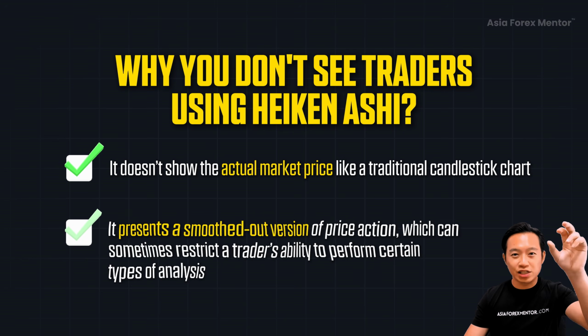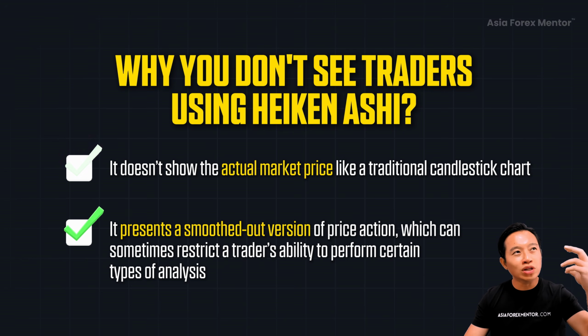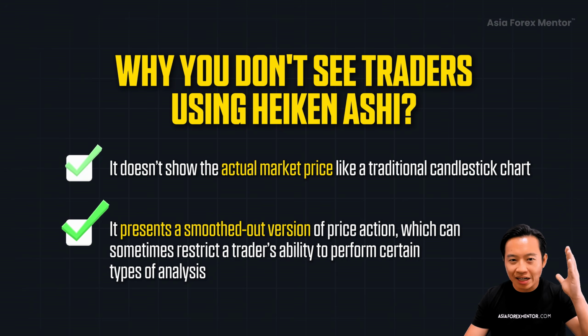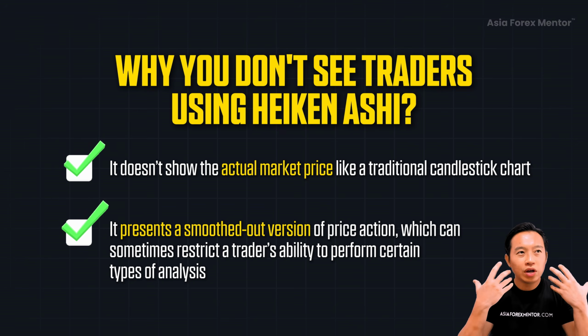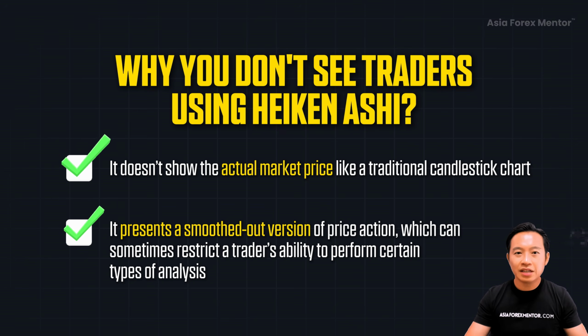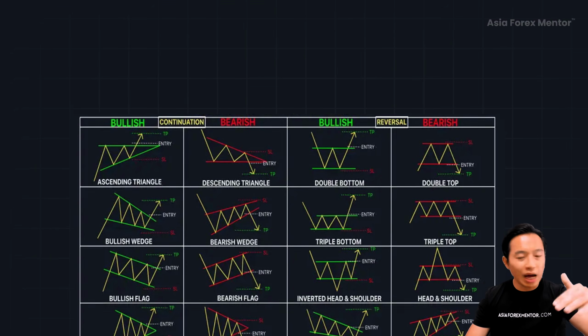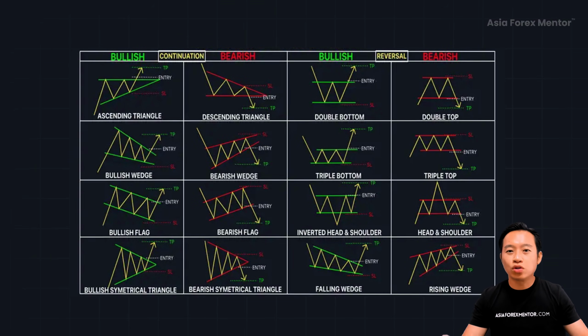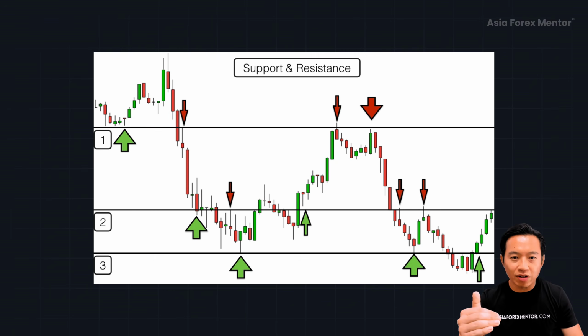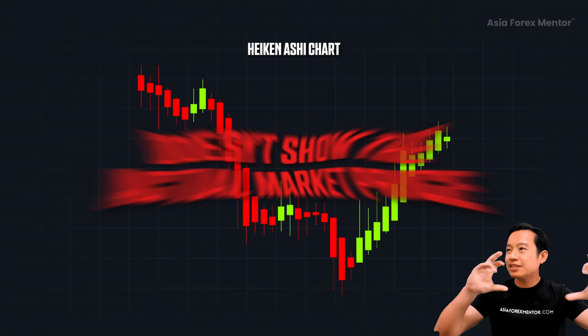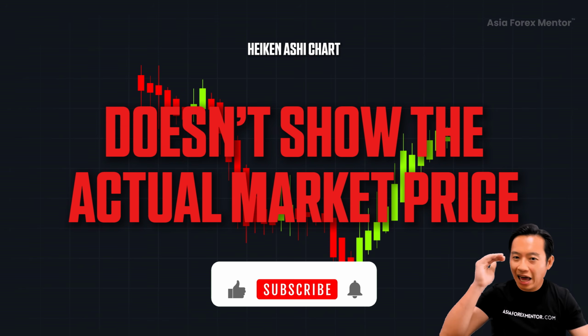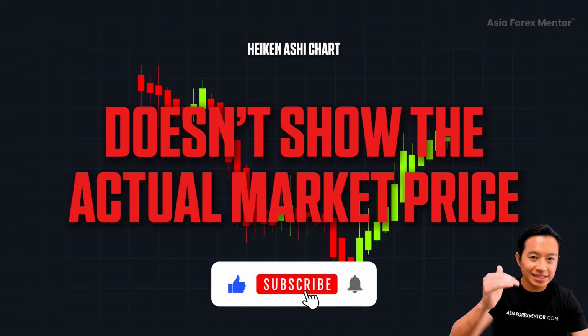It shows the smooth version, right? But that would, in a way, restrict our ability to have a proper read on the chart itself. It makes it harder to spot chart patterns, for example, or to find key support and resistance levels, right? Because the Heiken Ashi doesn't actually show you the actual market price itself.